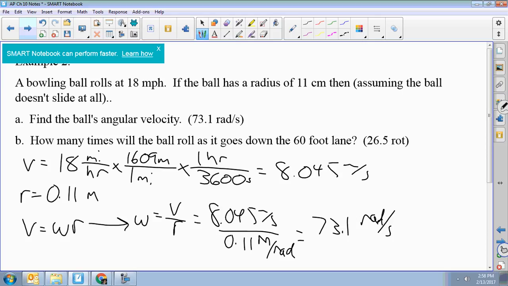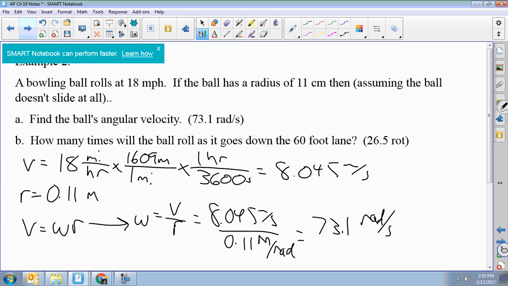All right. How many times will the ball roll? Let's talk about this a second. What are we looking for? We know the change in x, 60 feet. We're looking for change in theta, right? So how many times will the ball roll?